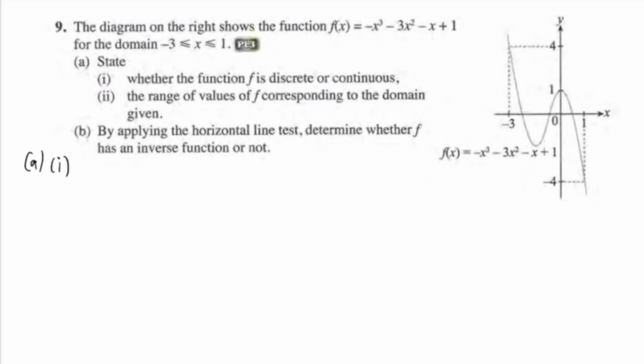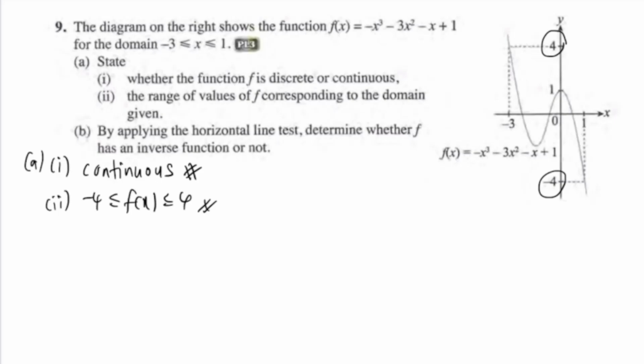Okay, so let's look at the solution. The answer for the first one we say is continuous, right? If they ask you why, you say the domain is in a range. The domain is in a range, is continuous. Okay, the range of values of f corresponds to the domain here. Your range is your possible y values. You can see the smallest y value I have is minus 4. The largest y value I have is 4. So we say that your f of x is between minus 4 and 4.